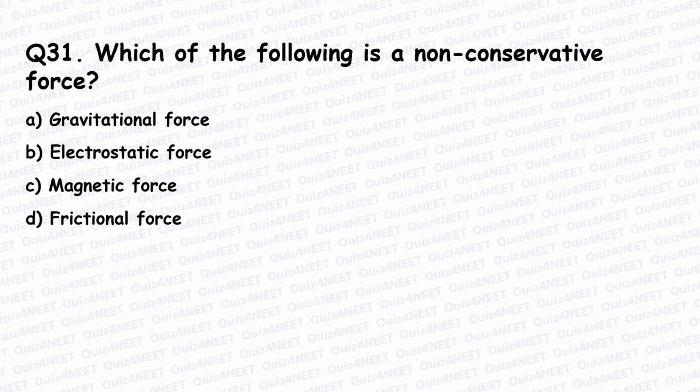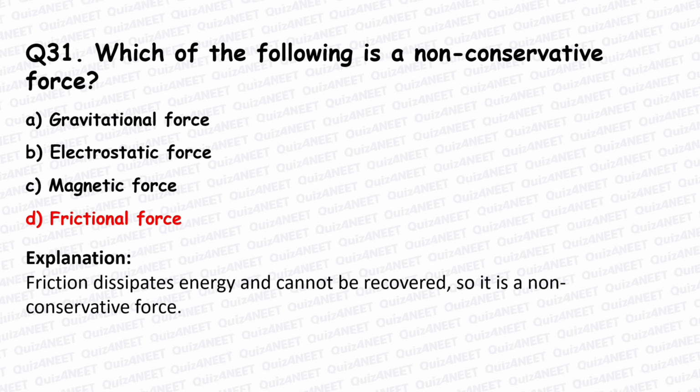Q31. Which of the following is a non-conservative force? A, gravitational force; B, electrostatic force; C, magnetic force; D, frictional force. Answer: D, frictional force. Explanation: Friction dissipates energy that cannot be recovered, so it is a non-conservative force.